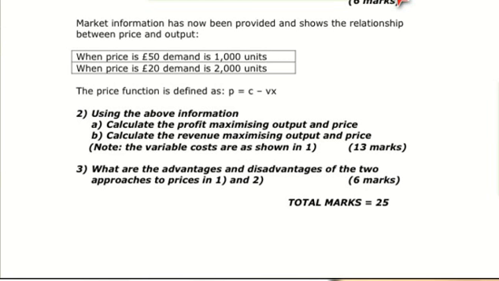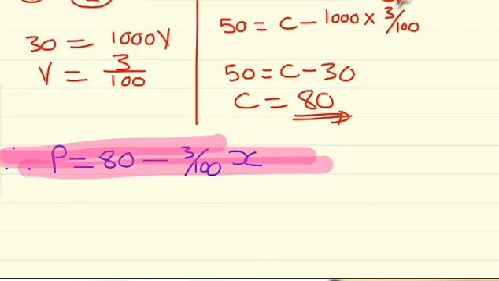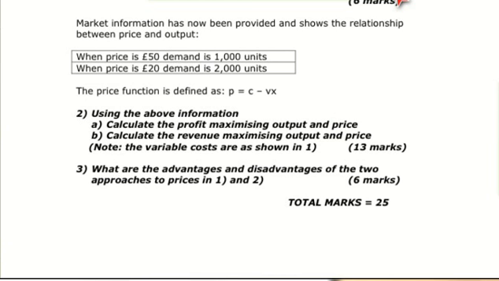Anyway, in part 1 we had managed to get our price function as price is equal to 80 minus 3 over 100 x. Alright, so we now want to answer the question in part 2. Number 2, 2a says, what is the profit maximizing output and price?